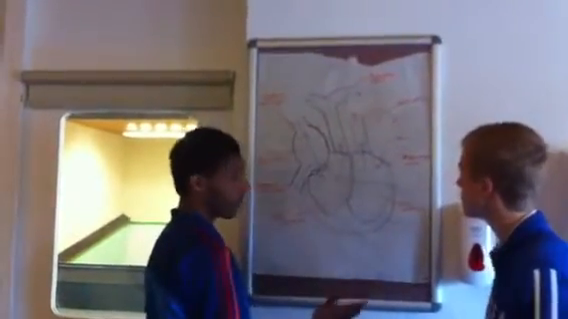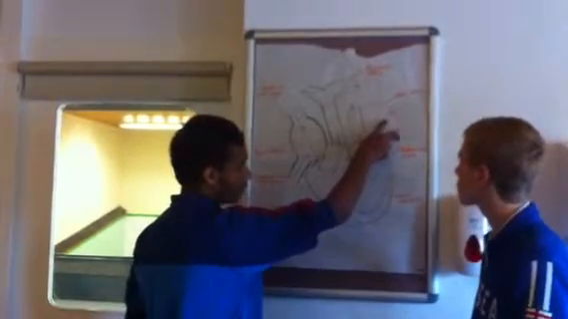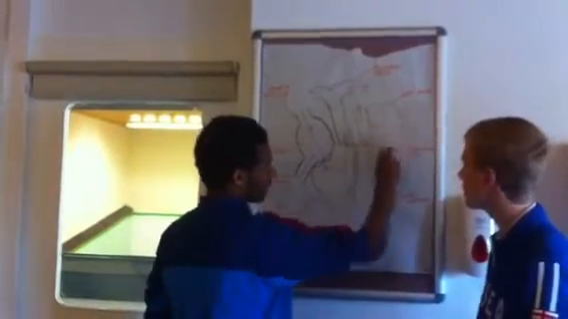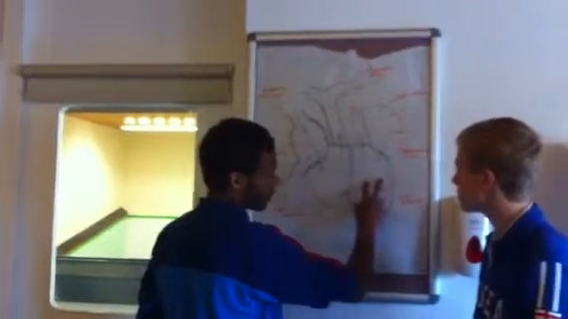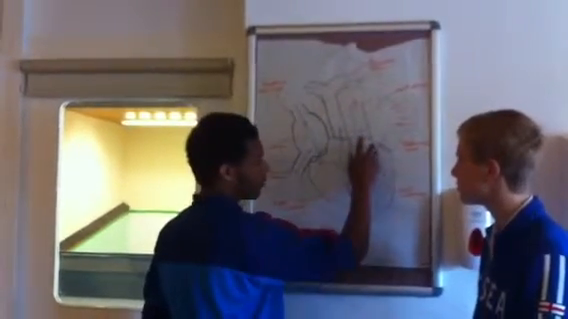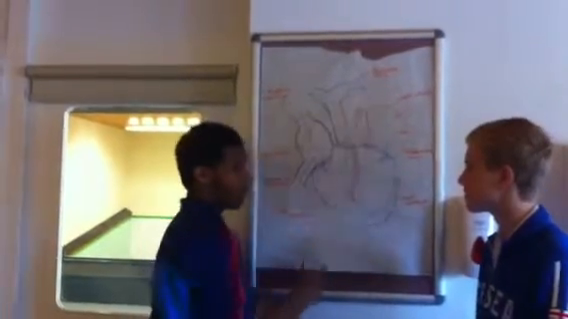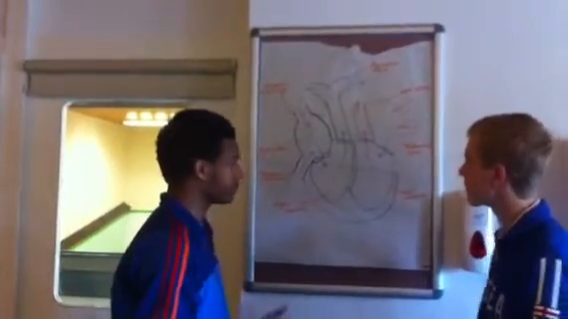When it comes back from the lungs, it comes into the left atrium through the pulmonary veins, through the bicuspid valve, into the left ventricle, out the left ventricle, through the aortic valve, into the aorta, which then pumps it to the body.